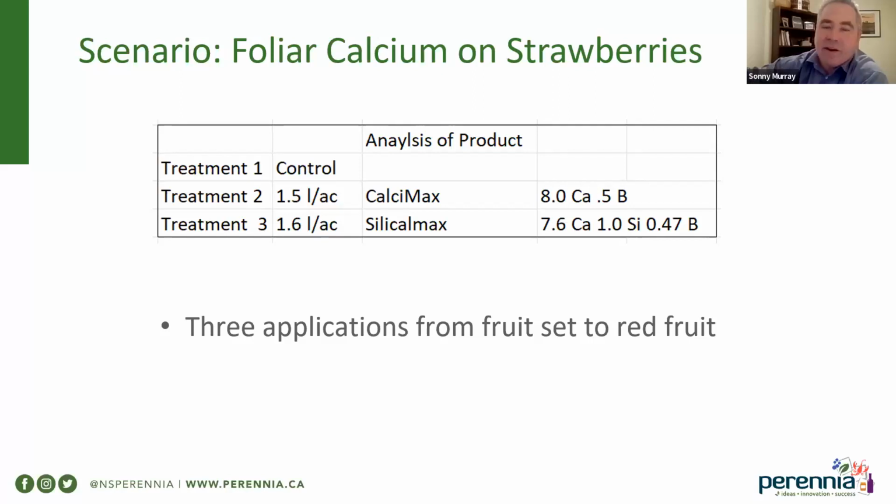Next slide there. In this trial, we're looking at foliar calcium on strawberries. And so, okay, maybe this is doable. We could have 3 treatments, 2 calcium products, and an untreated check. Of course, we want that untreated check because we're comparing these calcium products to no calcium at all. So 3 applications, oftentimes when we're applying a calcium product, we do it at different growth stages and repetitively in order to get enough calcium into that fruit to make the difference. So we want to do 3 applications from fruit set to red fruit.